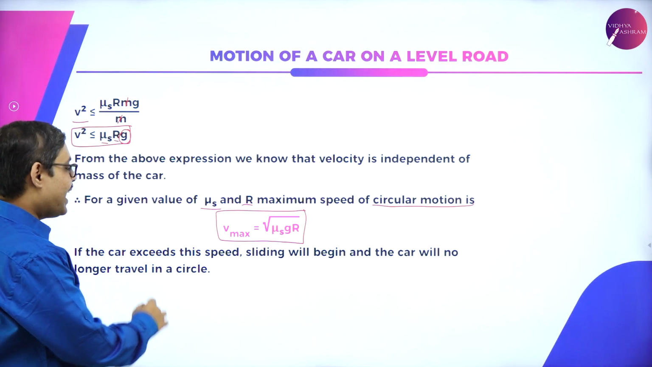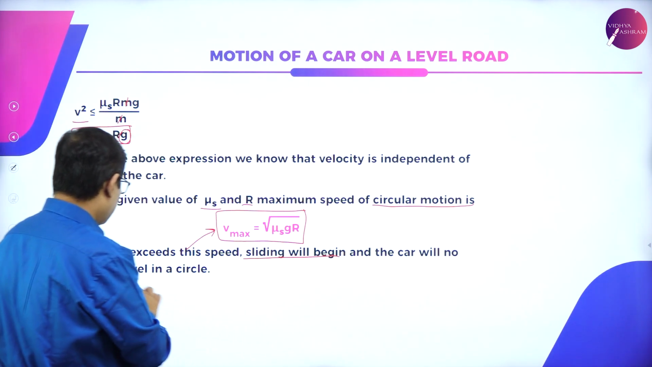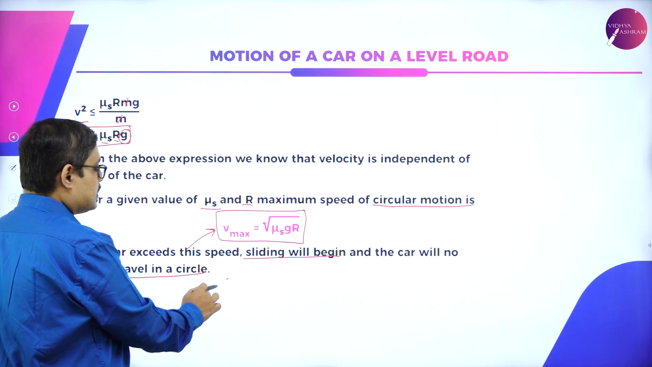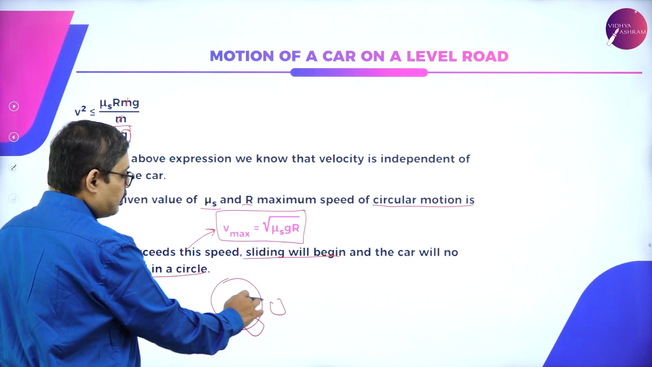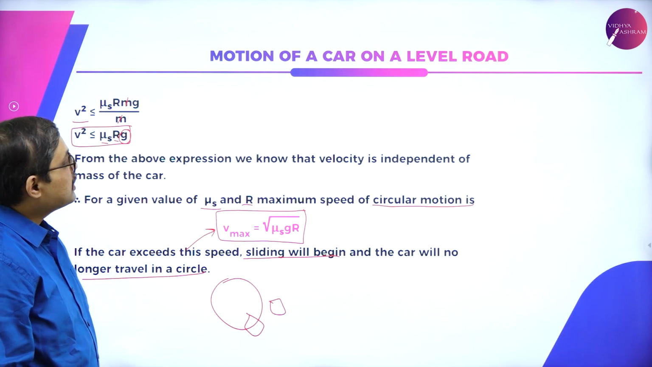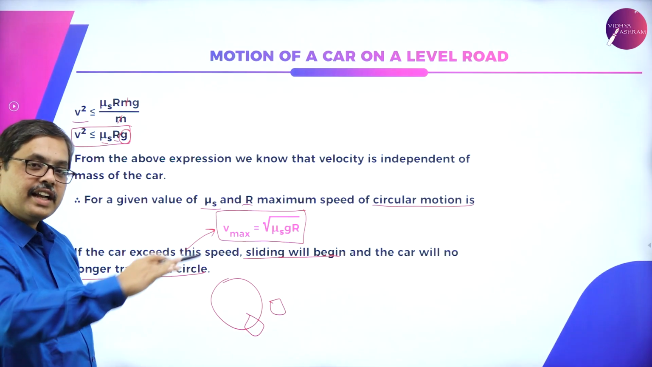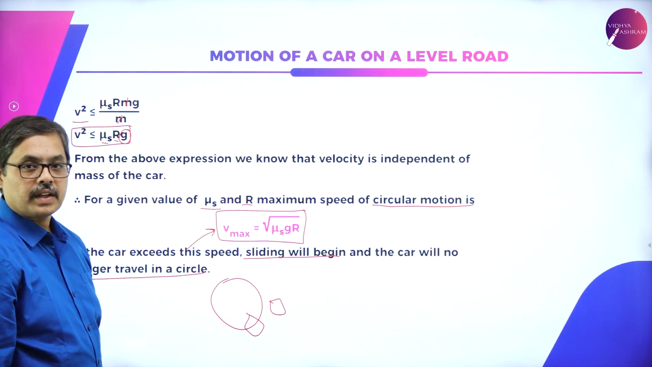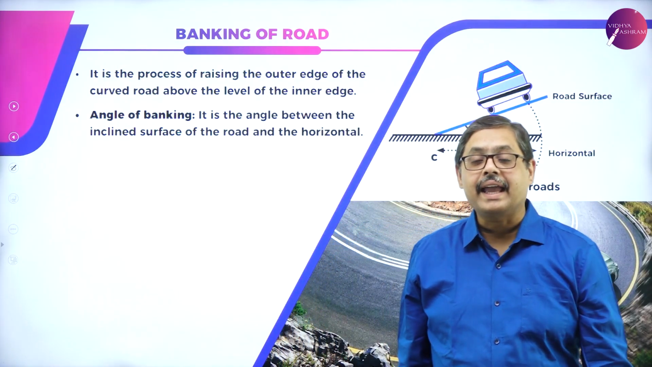If the car exceeds this speed, sliding will begin and the car will no longer travel in a circle. Instead of moving in a circle, this car will slide and probably end up somewhere here. So that is motion of a car on a level road, the maximum speed with which it can take a circular motion. Let us move on and check what is called banking.